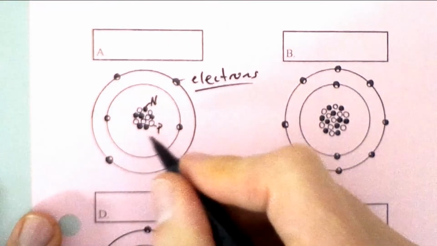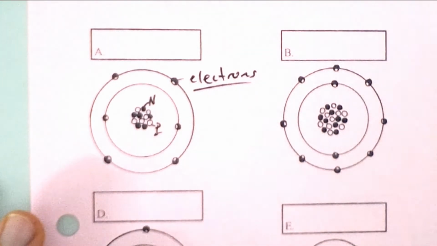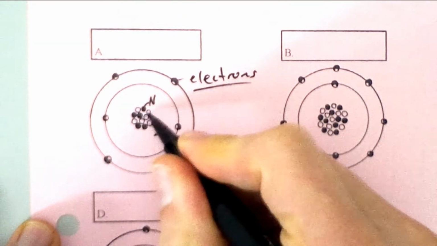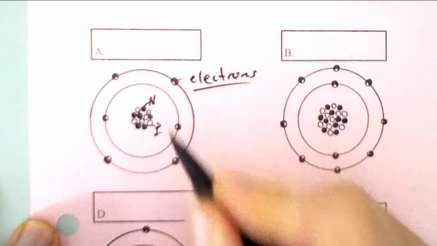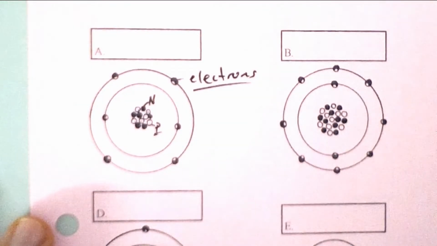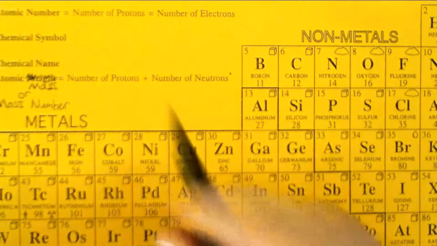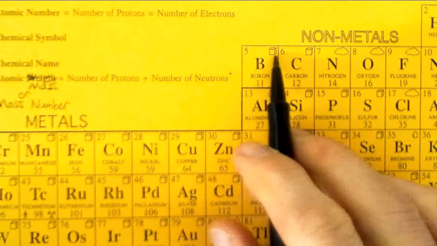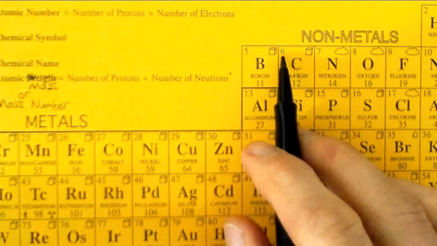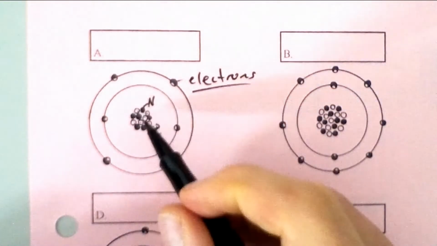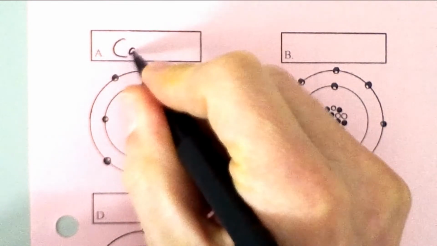Remember that the protons are the identity of the element, so we use them to figure out which element they are. In this case, this atom has 1, 2, 3, 4, 5, 6 protons, and so what you would do is you go to your periodic table and find the element with atomic number 6. In this case, it's carbon. So we know that this element is carbon.